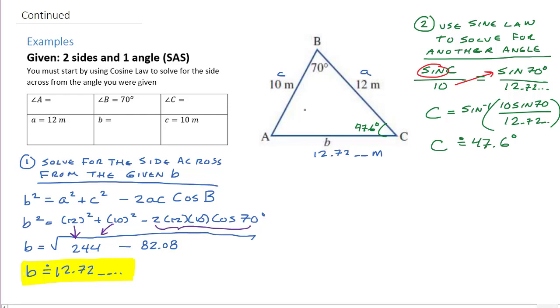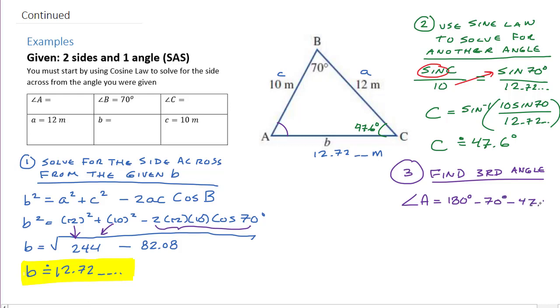The final thing to solve for is angle A. So we already have two of the angles, so find the third angle just by subtracting from 180. And that is the first example for cosine law. So we're going to find angle A. You've got 180 degrees in any triangle minus the other two angles, 180 minus 70 minus 47.6 degrees, and we're going to get approximately 62.4 degrees. There you go.